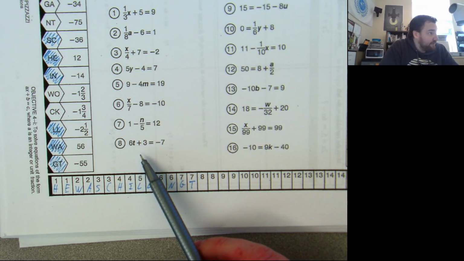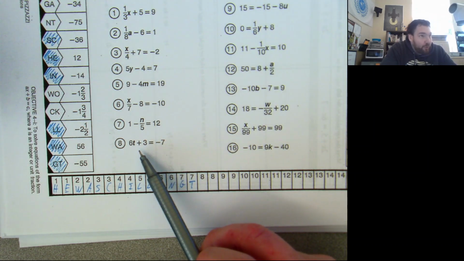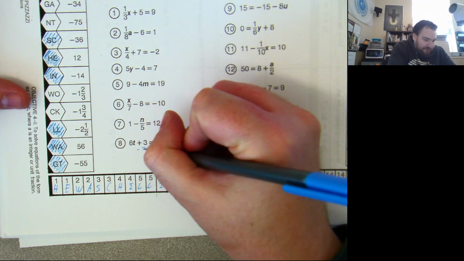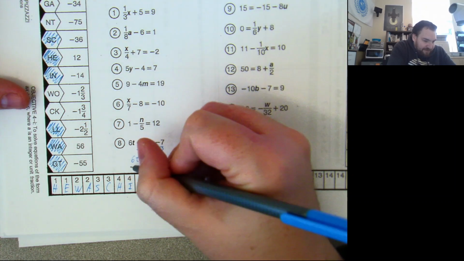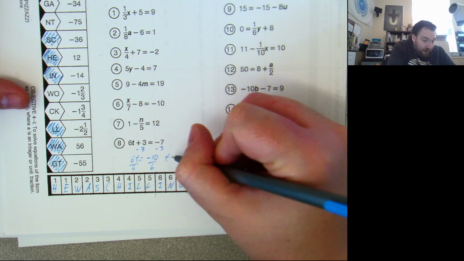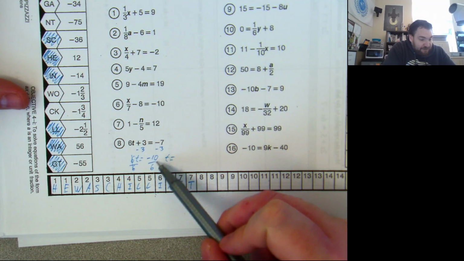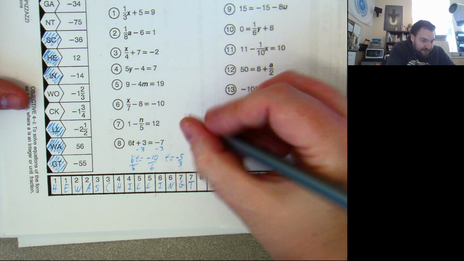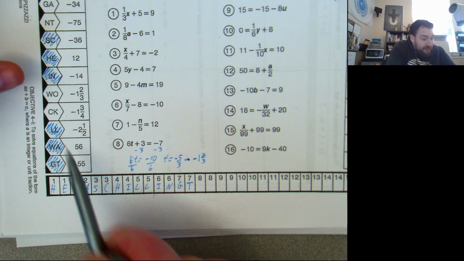So let's do question number 8. 6t plus 3 equals -7. To start with, I want to get rid of that addition by 3. We want to move the terms that don't include a variable. So I'm going to subtract 3 on both sides. And we're going to get 6t equals -10. I'm going to divide by 6, and reduce this fraction. We're going to get t equals, both of these are divisible by 2. So it's going to be -5/3. And all these answers are mixed. So that's going to be -1 2/3, which should be WO.